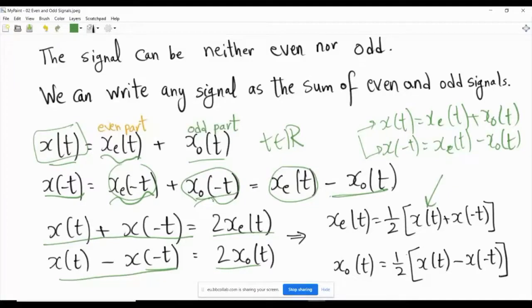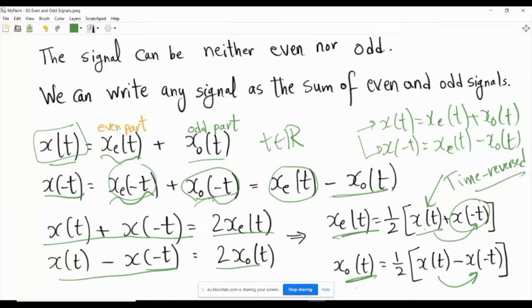Then if I give you a signal x of t, you take the signal and add to it x of minus t, which is called the time reversed signal. If you have a formula for the signal, you just take its function of t and replace each t by minus t. So if you take x of t plus x of minus t and then divide by 2, you will get a signal that is even, and this will be the even component of x of t. And if you subtract, you will get the odd component of x of t.